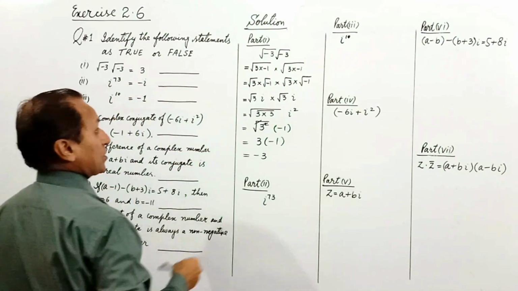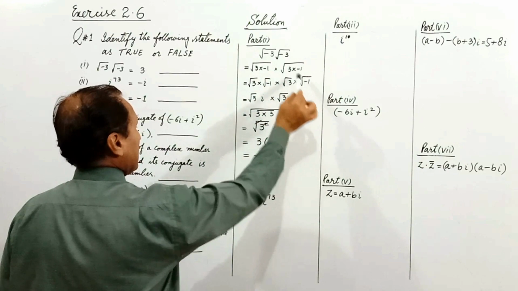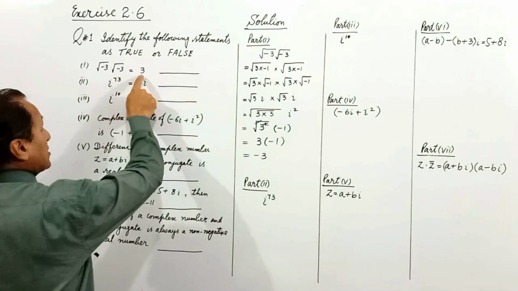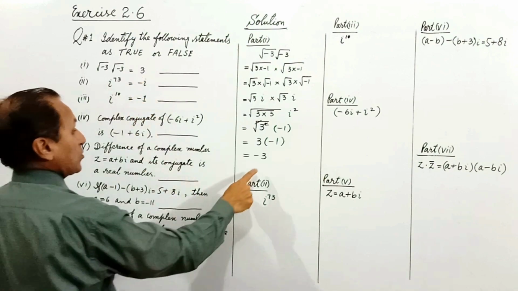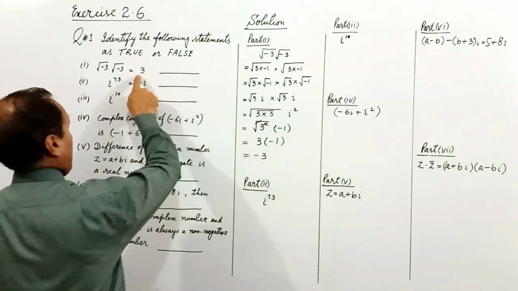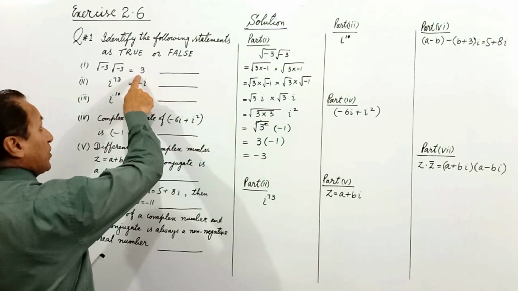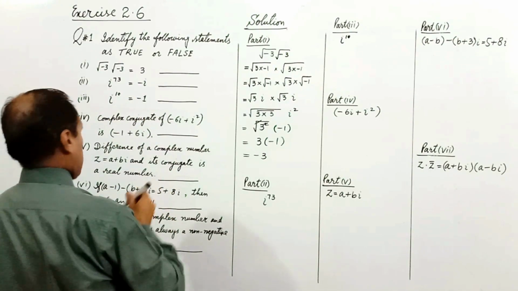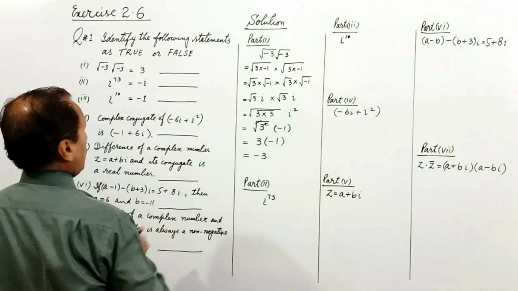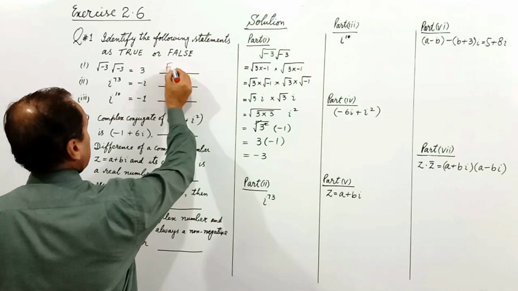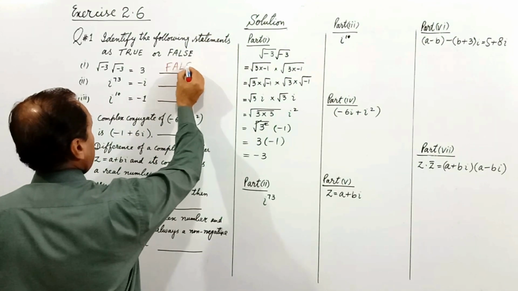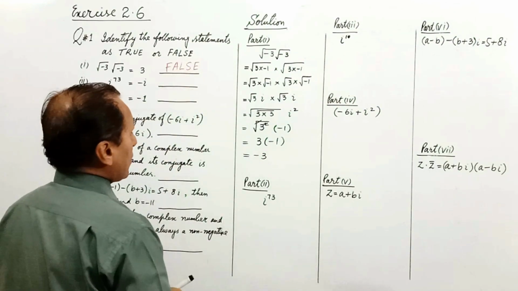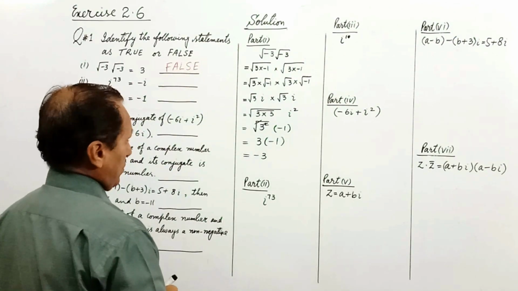So according to this logic, we get that the left hand side is not equal to 3. Why? Because we get the answer minus 3, but in the statement we have 3, so they are not the same. Hence the statement is false. Now we do part 2.